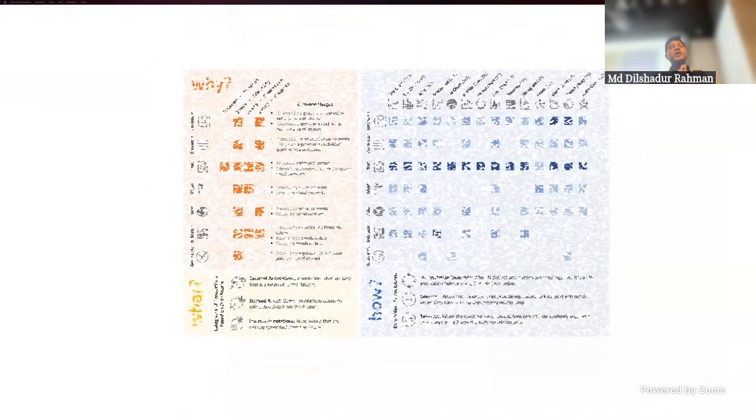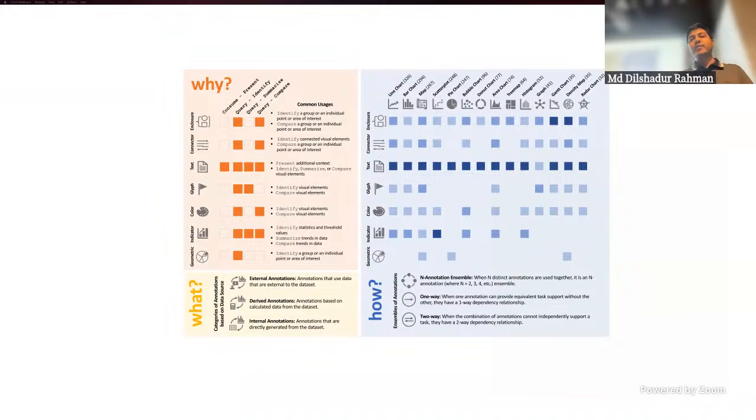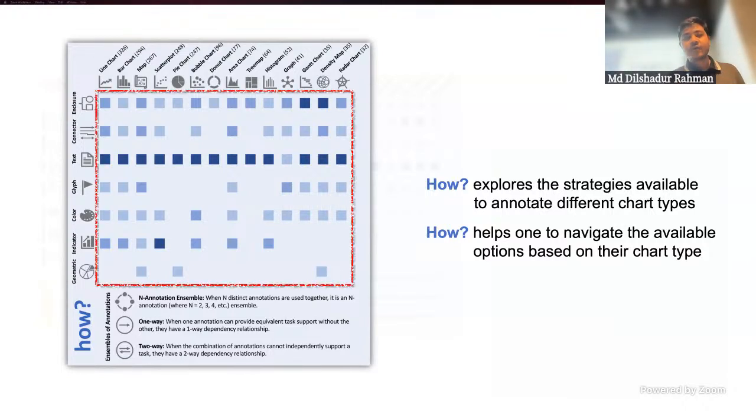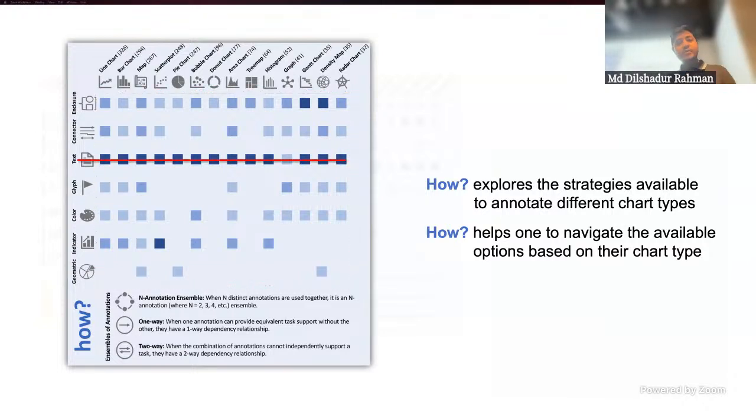Now, we divided our design space into 3 main parts: why, how, and what. The how section of our design space looks into chart-specific strategies for adding annotation. It guides users in choosing suitable options based on their chart type. These color-coded boxes here indicate how often different types of annotations are used across various chart types. Take, for instance, text annotations. They are widely used in all chart types, and all the annotation types, except for the geometric ones, are used in line charts.